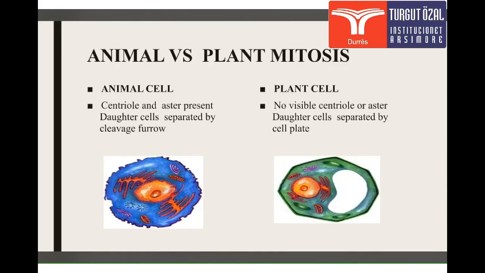Now let's see the difference between animal and plant cells according to mitosis. In animal cells, centrioles and asters are present, and daughter cells are separated by a cleavage furrow, while in plant cells, centrioles and asters are not visible, and daughter cells are separated by a cell plate.